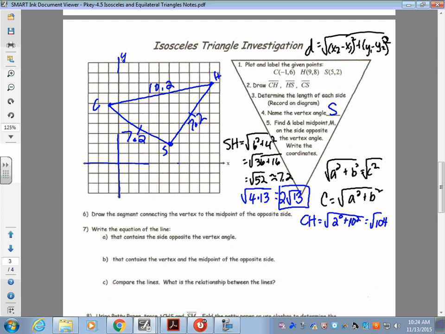All right, it says find and label midpoint M. So we're going to put a point and label it M on the side opposite the vertex. So what side would be opposite our vertex? CH, right? Okay. So we need to find the midpoint of CH, and write the coordinates. That's number 5. So we could use the midpoint formula, which is x1 plus x2.